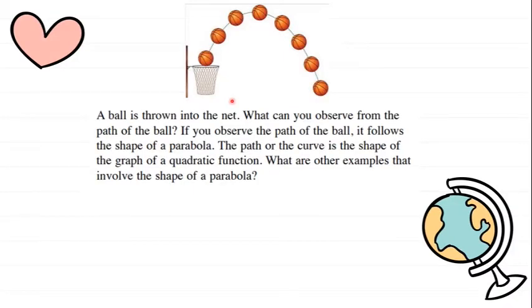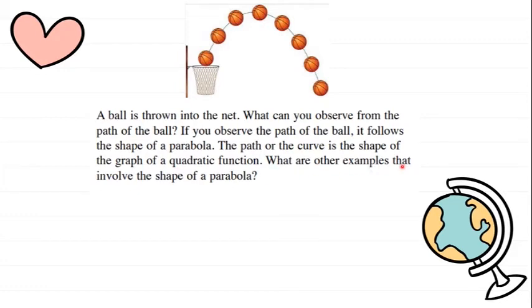Okay, before we move to the lesson, please observe this real life example. A ball is thrown into the net. What can you observe from the path of the ball here? If you observe the path of the ball, it follows the shape of a parabola. The path or the curve is the shape of the graph of a quadratic function.